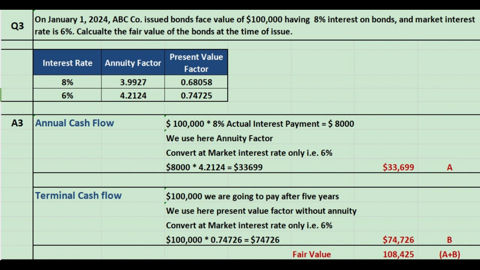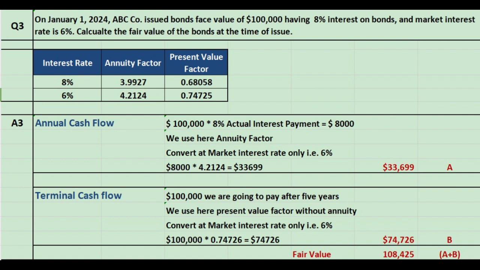Now there are two types of cash flows. First is annual cash outflow of interest payment, which is $8,000 per year up till 5 years, and second is terminal cash outflow of $100,000, which is after 5 years. So to convert annual cash flow, we use present annuity factor for 5 years at the rate of 6%, and to convert terminal cash flow, we will use only present value factor of the 5th year at the rate of 6% market interest rate. It is already provided in this. You can pause the video and see the calculations.